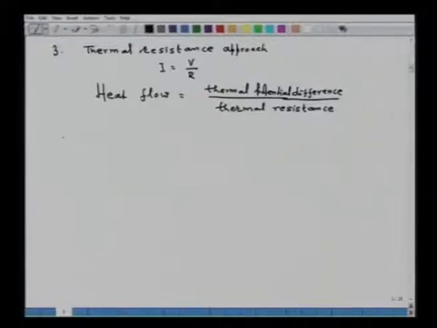Now, let us sum up the assumptions. The one assumption is that we are considering one dimensional heat flow at steady state.